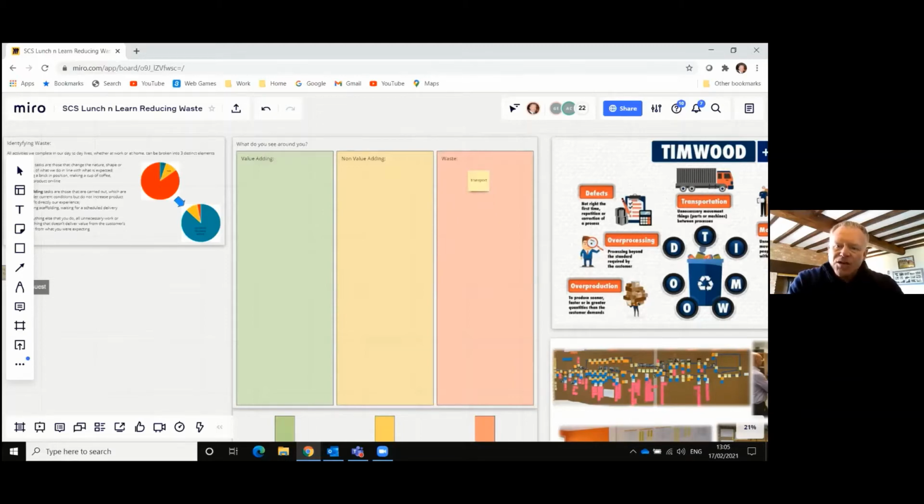So yes, somebody's put on their transport. So transport can be either a non-value added or a waste. So think about the essential transport to bring materials or equipment into the site. It would be non-value adding potentially to bring it on for us to use, but it could also be seen as waste if we're not bringing the right things in at the right time.